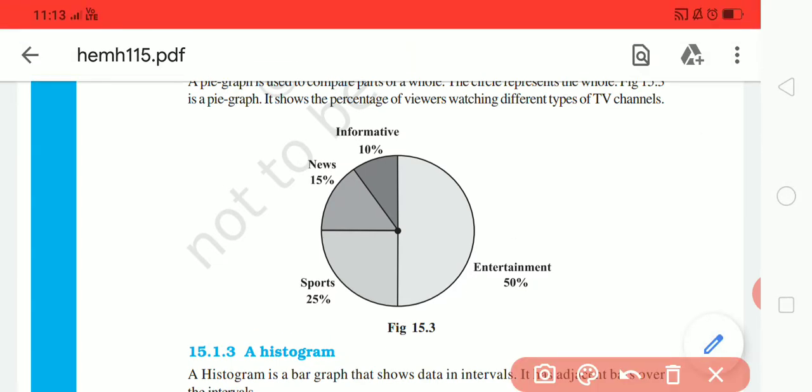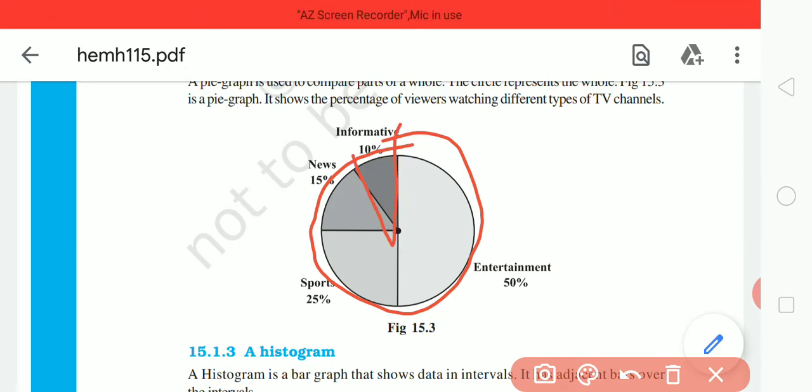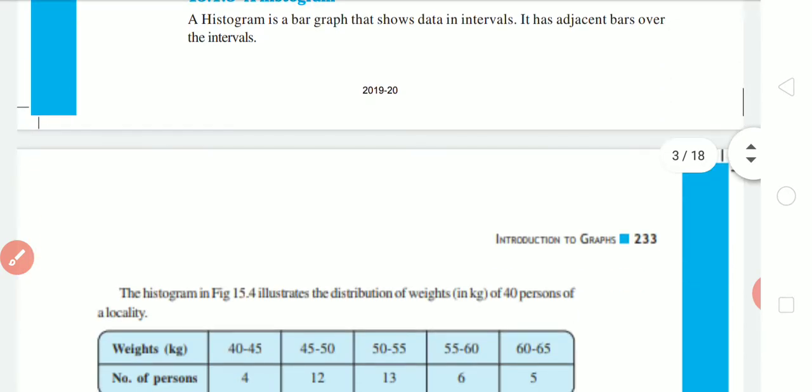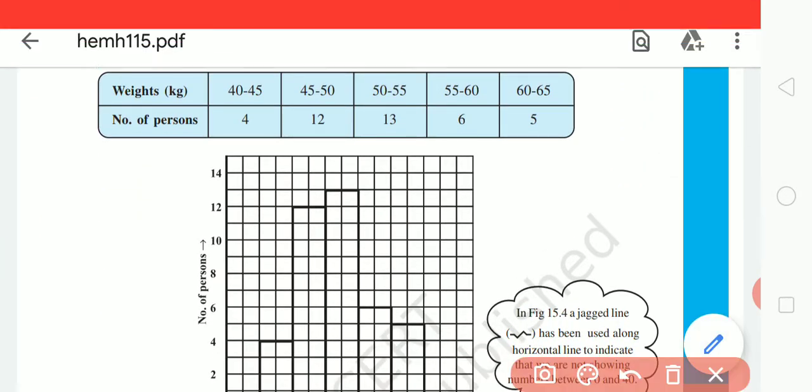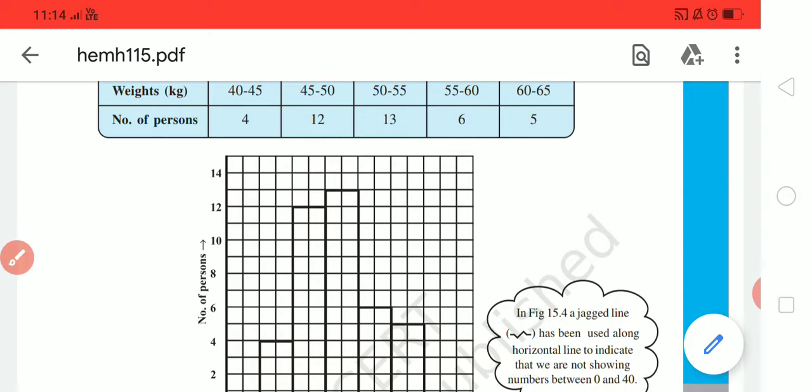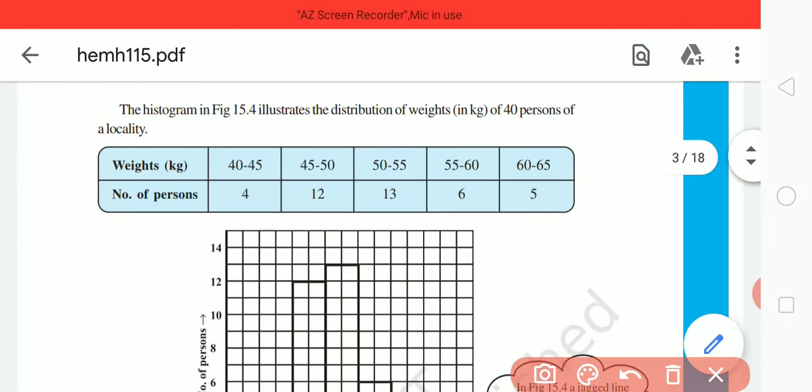Okay, you have done this in chapter 5, right? And so how you can draw a pie chart, because it is the division of a pie or a circle in different degrees, right? And now the histogram is a graph that illustrates the distribution, right?